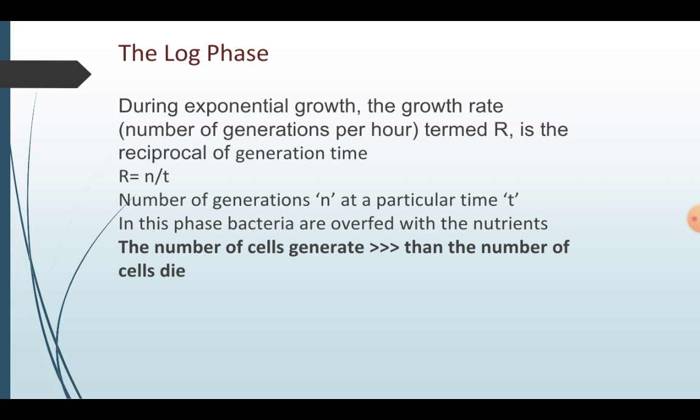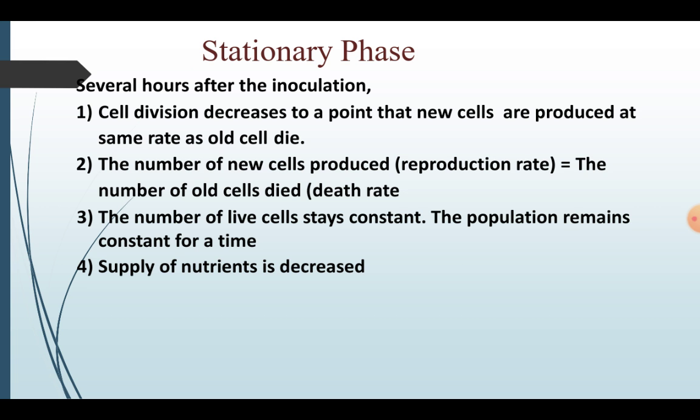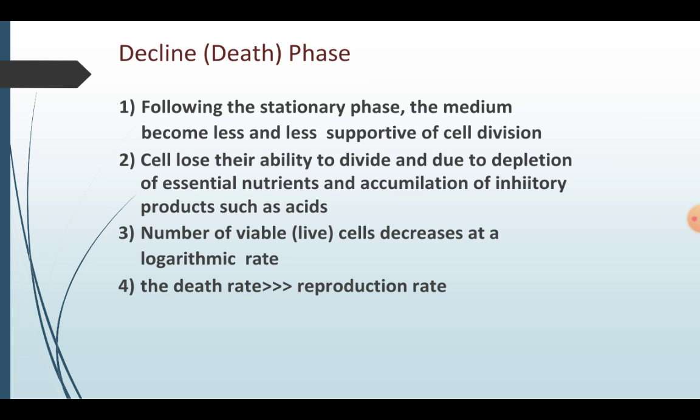In this phase, bacteria are overfed with nutrients, and the number of cells generated is greater than the number of cells that die. The stationary phase is reached several hours after inoculation. Four things happen in the stationary phase: cell division decreases to a point where new cells are produced at the same rate as old cells die, so the number of new cells produced equals the number of old cells dying. The number of live cells stays constant, the population remains constant for a time, and the supply of nutrients is decreased.